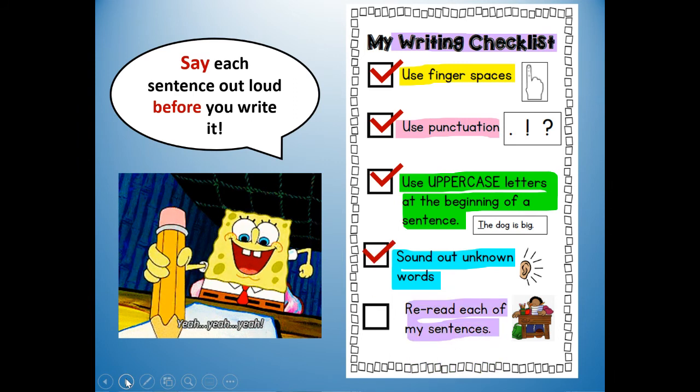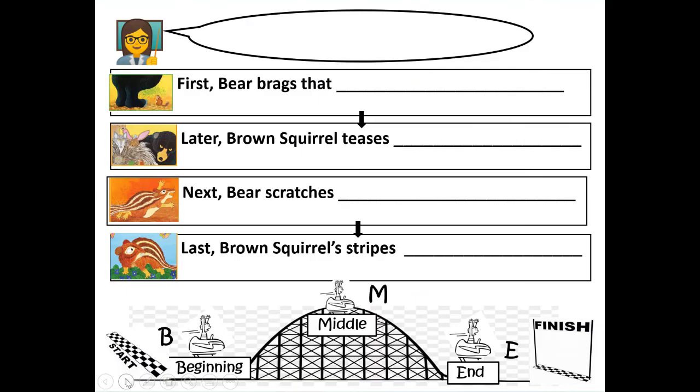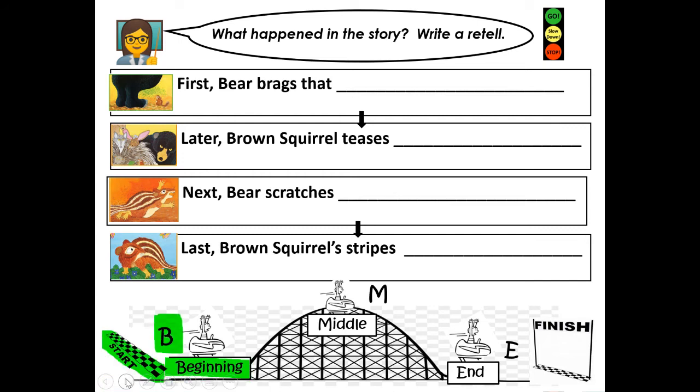And then my favorite, reread each of your 4 sentences and make sure they make sense. And make sure you have finger spaces, punctuation, uppercase letters, and sounds. All right. Again, what happened in the story? Write a retell. We're going to start at the beginning and write what happened first in the story.